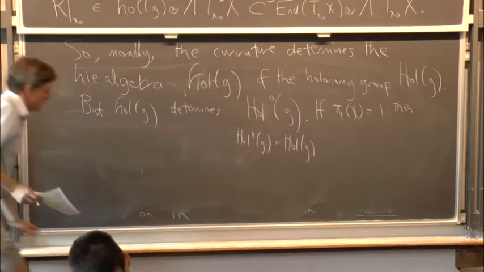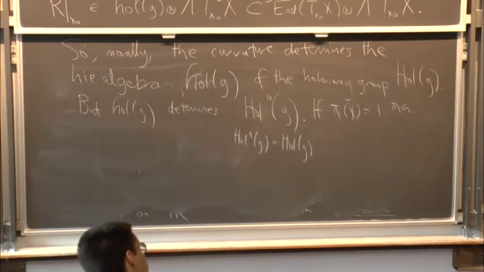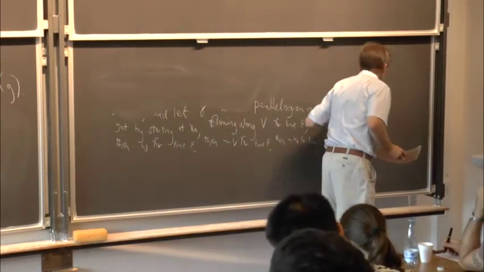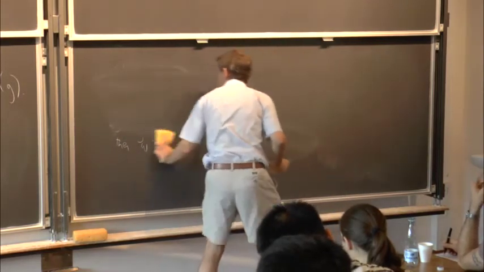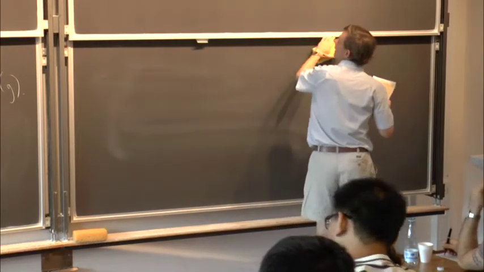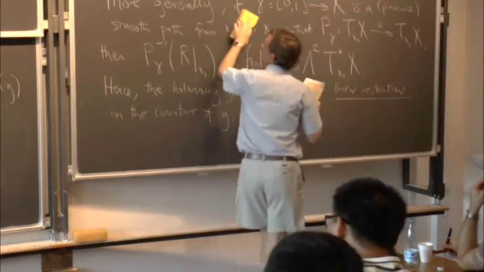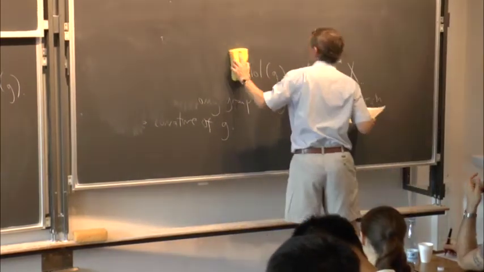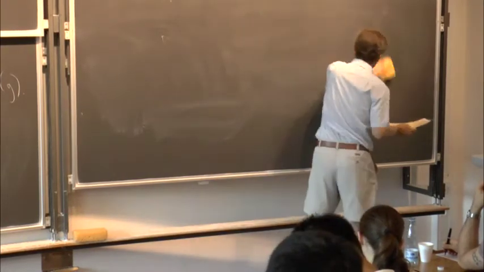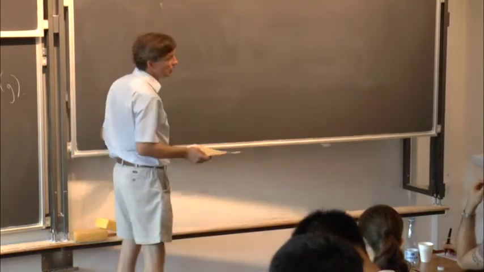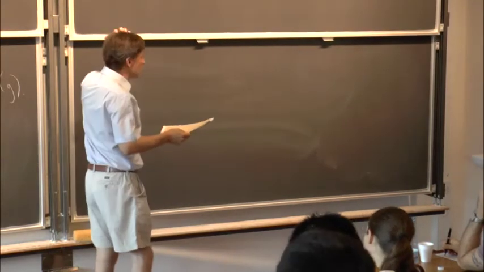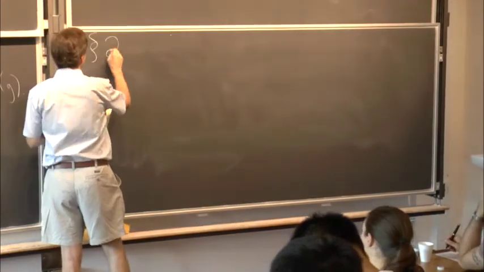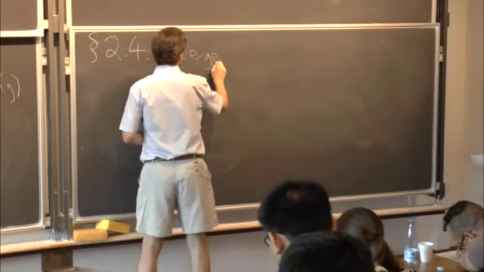Right, so next let's go ahead and state Berger's theorem, which gives you a classification of the possible holonomy groups of Riemannian metrics. And this is definitely about holonomy groups of Riemannian metrics. It's no longer to do with holonomy groups of connections on arbitrary vector bundles. So let's have a new section 2.4 about Berger's theorem.